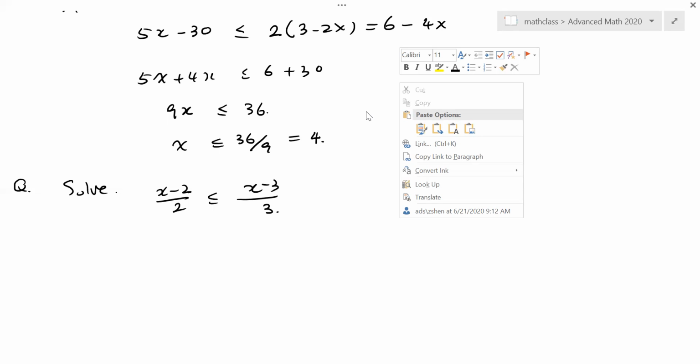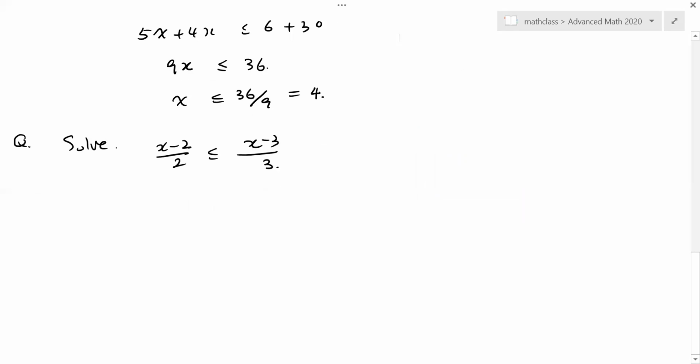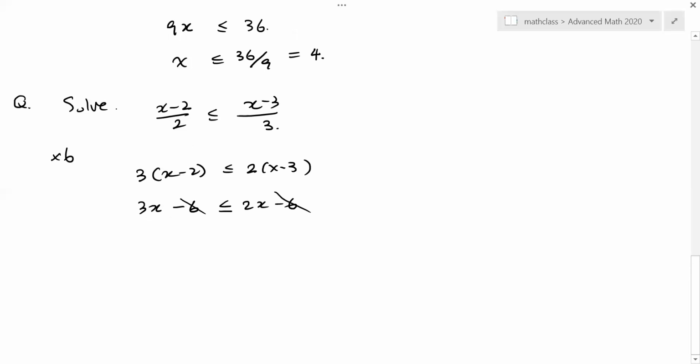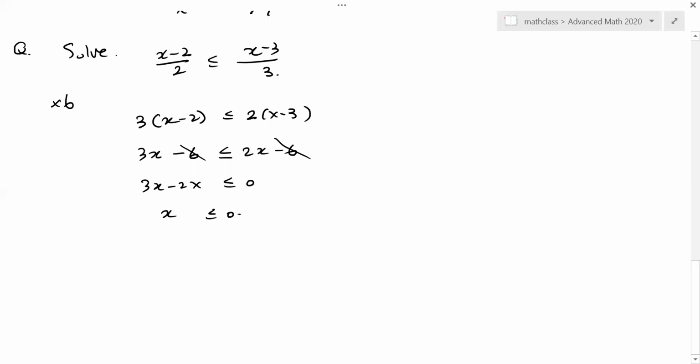All right, good job. Okay, so the first thing you have to do is to find the least common multiple of 2 and 3, which is 6. You multiply by 6. You get 3x minus 2, then it's equal to x minus 3, right? Then you multiply this out. 3x minus 6 less than or equal to 2x minus 6. Okay, so negative 6 is canceled out. So 3x minus 2x less than or equal to 0. So x is less than or equal to 0. Good job, Justin.